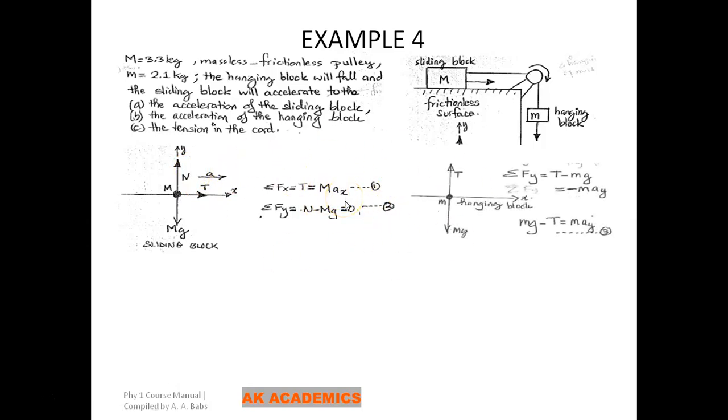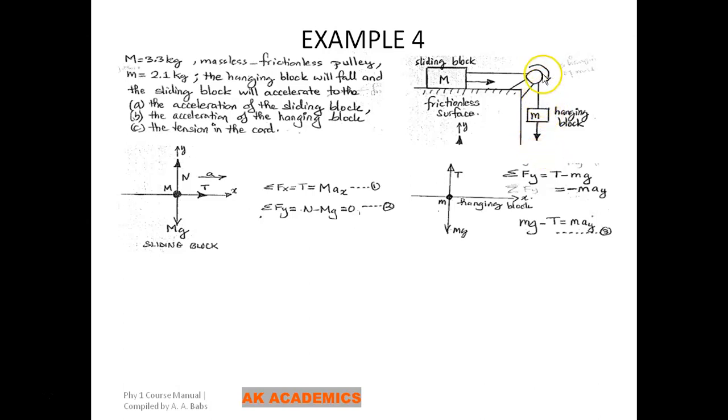Having done all of those, the next thing you want to do is to try to identify what is going on with the hanging block. You can represent it on the xy plane just like we did for the sliding block. So we have the hanging block here. For the hanging block, as you can see, there is no horizontal force at all. All we have is vertical force upward and vertical force downward.